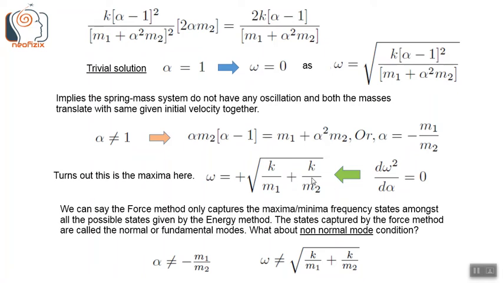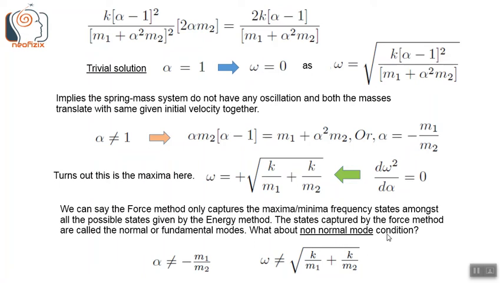This means this omega is either a maxima or a minima at alpha equals minus m1 by m2. Turns out this omega is the maxima. This is the maximum possible value of frequency for this system. We can say the force method only captures the maxima and minima frequency states amongst all the possible states given by the energy method. The states captured by the force method are called the normal or fundamental modes.